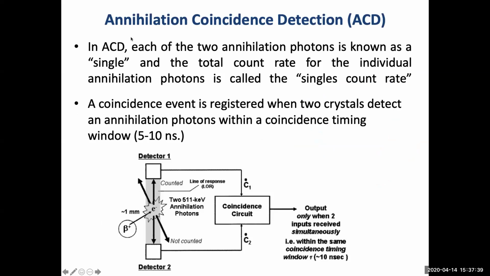In ACD, each of the two annihilation photons is known as a single. This is a single, and this is a single. The total count rate for the individual annihilation photons is called the singles count rate, the number of counts detected by the PET ring or PET detectors. A coincident event is registered when two crystals, 1 and 2 here, detect annihilation photons or singles within a coincidence timing window, which is equivalent to 5 to 10 nanoseconds. The output signal from this coincidence circuit is produced only when two inputs are received simultaneously within the same coincidence timing window, less than 10 nanoseconds.